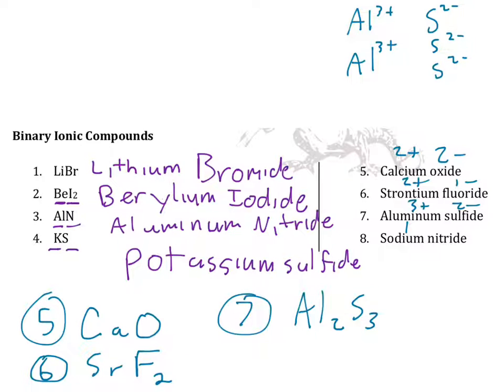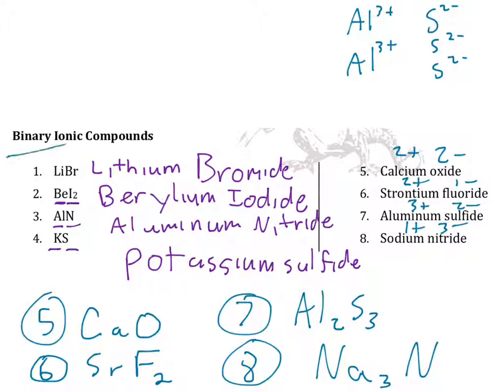All right, sodium is a 1 plus, nitrogen is a 3 minus. You can look at the periodic table to find that out. And to balance that, you would need to have a total of 3 sodiums and 1 nitrogen. And that's it for the binary ionic compounds.